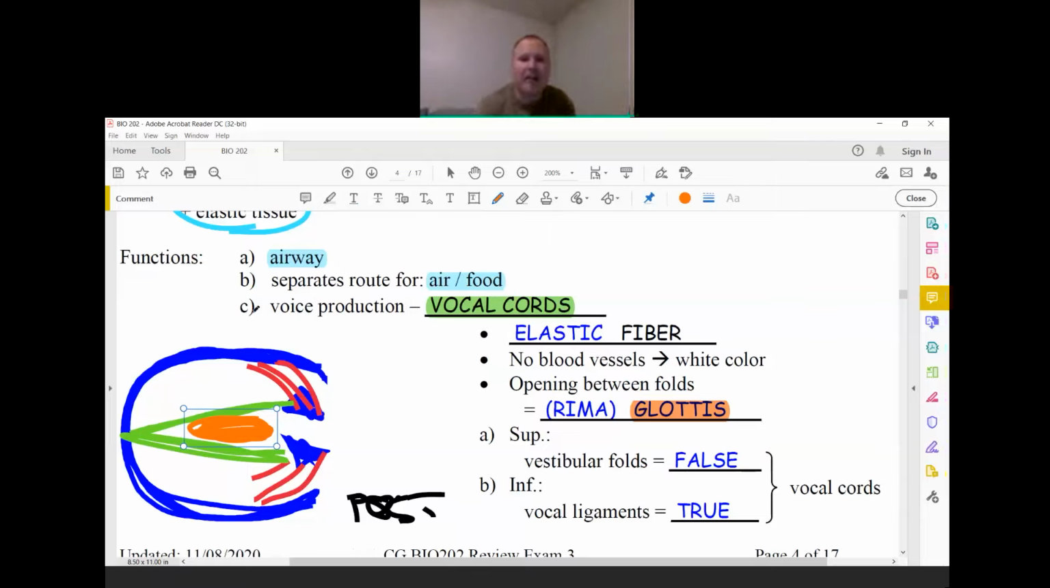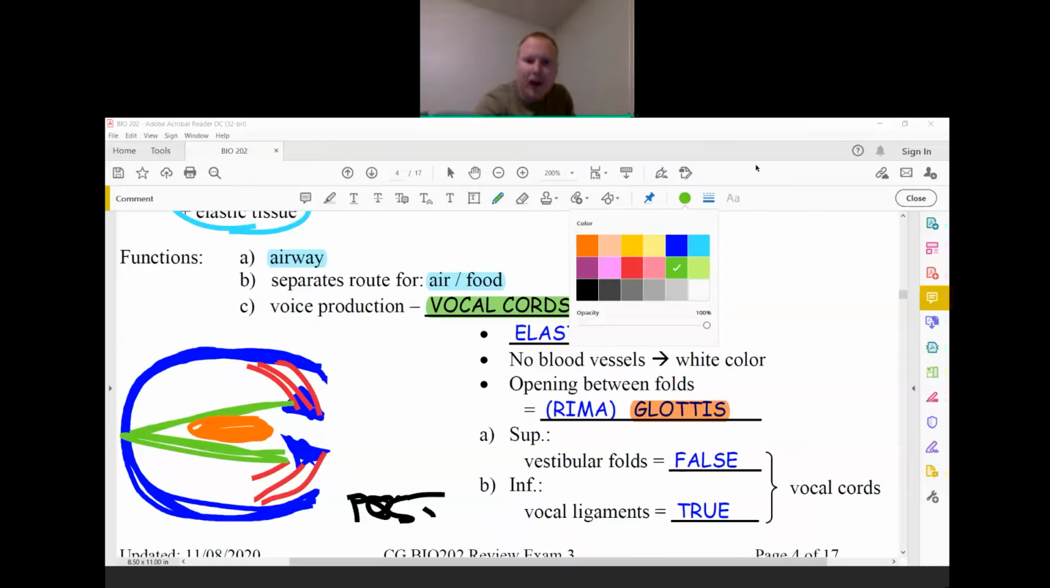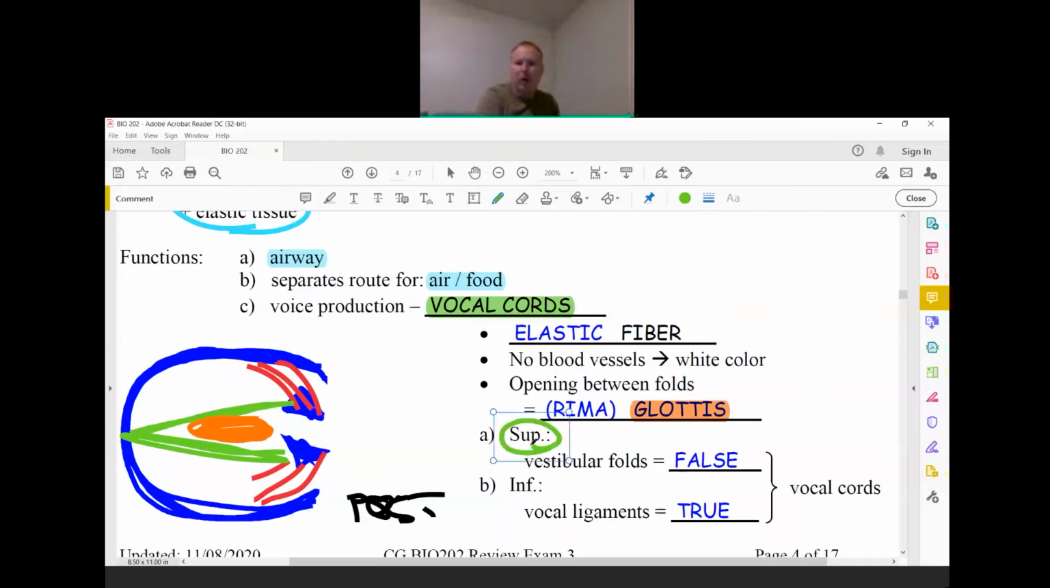And I mentioned that there are two pairs of these vocal cords, so let's have a look at that. The first ones that are more superior are known as false vocal cords or vestibular folds. The term false comes from the fact that they don't really contribute to the generation of the voice. And the inferior ones, which we see here, are actually the true vocal cords, also known as vocal ligaments. Those are the ones that really play a role in the production of the voice.